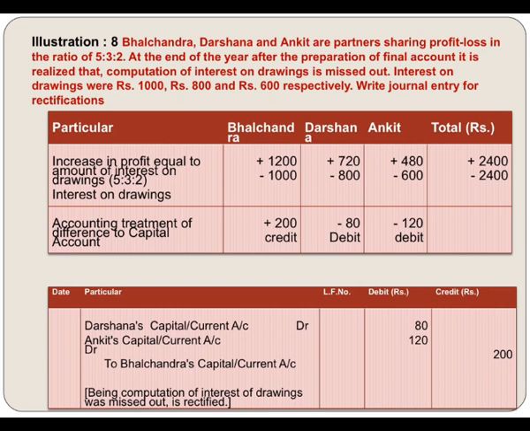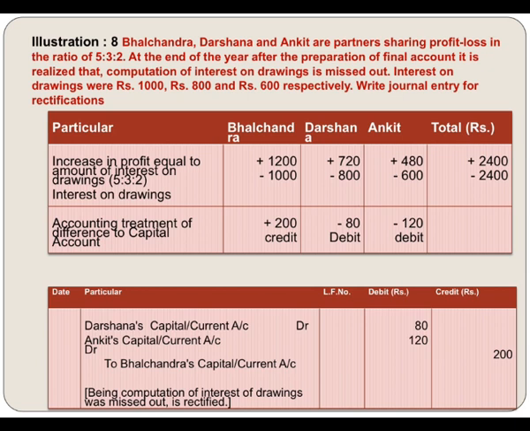So 2400 is the total amount of drawing, and that much profit is increased because it is an income for the firm. So increase in profit 2400, and we have to distribute it in the proportion of 5:3:2. So it is 1200, 720 and 480. And now from that amount we have to subtract the interest on drawing that was missed out: 1000, 800 and 600. So the ultimate amount is 200 plus in case of Balchandra, and 80 and 120 minus for Darshan and Ankit.